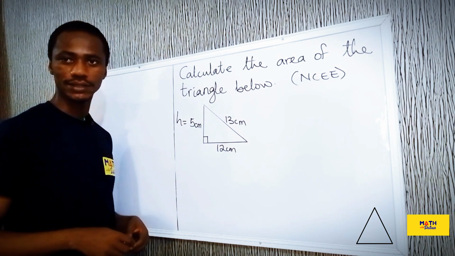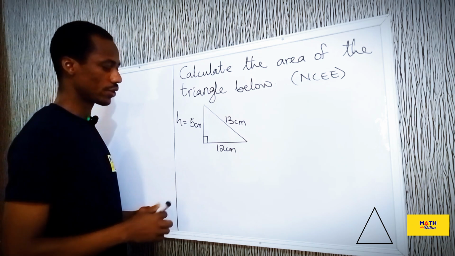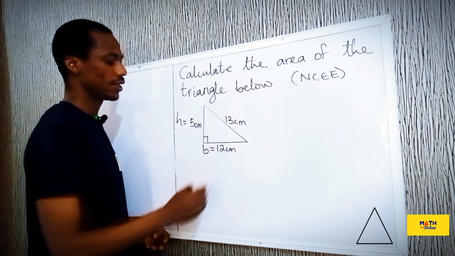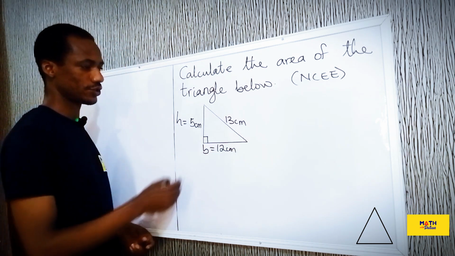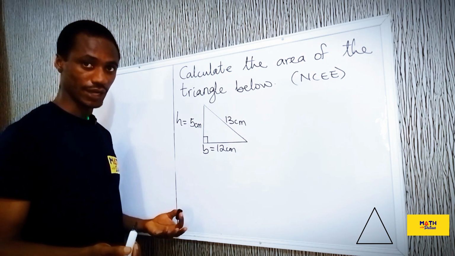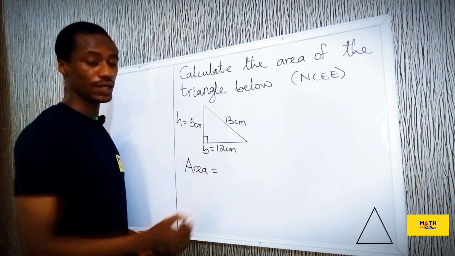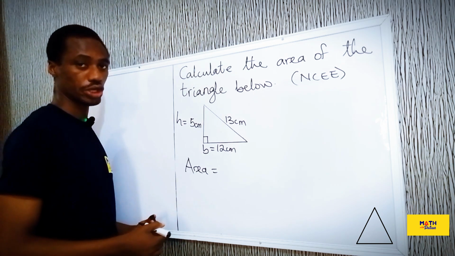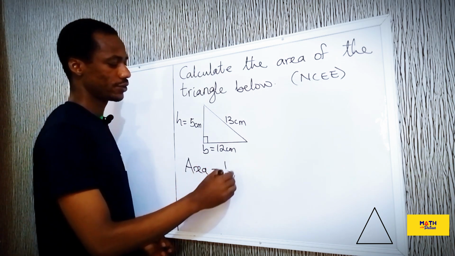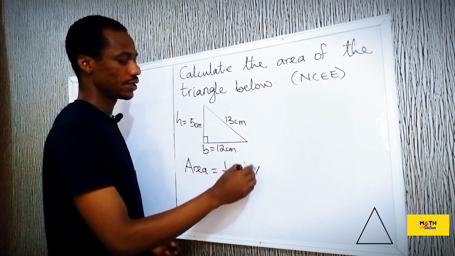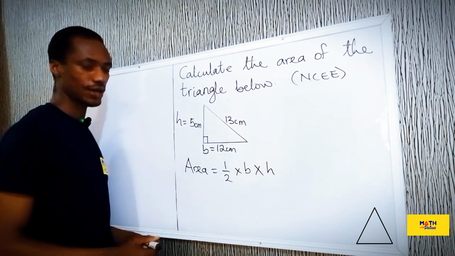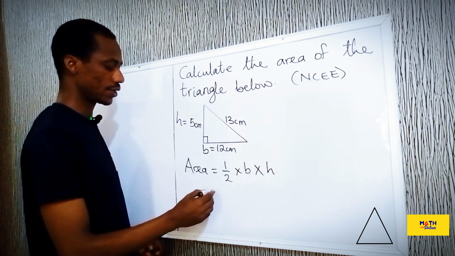And which part is the base? Alright, 12 centimeters. So the base is 12 centimeters. So we have all we need to solve. So let's recall our formula for calculating the area of a triangle. Half times base times height.